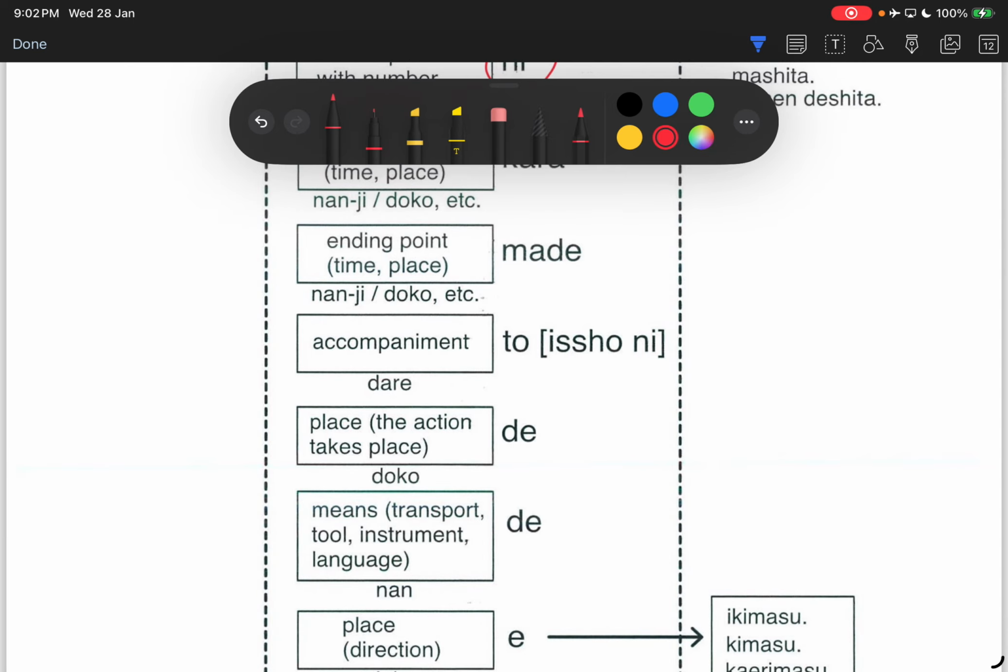For accompaniment we learn this particle called to. To is with. For example, with friends, tomodachi to. Since to already is with, with my friend, do you still need together? Don't need. This is why we have a square bracket, issho ni. Up to you whether you want to put it. If you put it, it's like a double meaning of together. Then the question word for accompaniment will definitely be who. Who is dare. So that will be the question word: dare to.